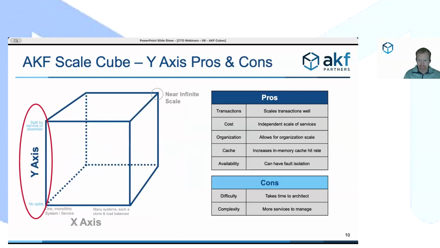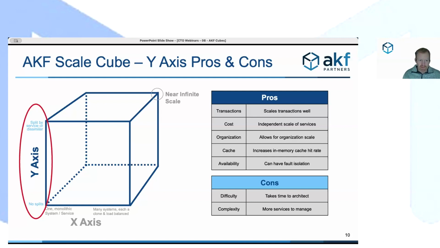independently. So pros there, scales transactions very well. Cost, you can scale independently. So if you need more in search, you just spend more in search. You do not need to spend more across the entire stack as you would. So if you don't do the split, you're unnecessarily paying for a lot of compute that's not being used.